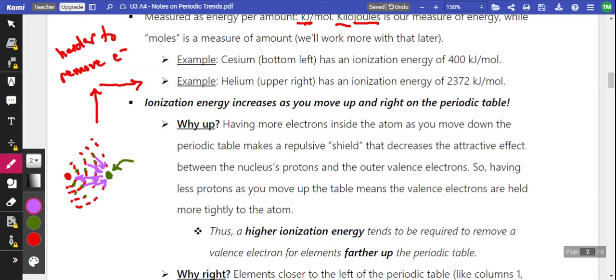On the other hand, if you go down the periodic table, you have more and more electrons on the inside of the atom that are pushing those valence electrons in the opposite direction of the nucleus.